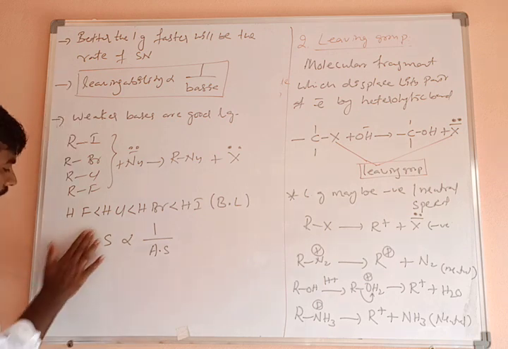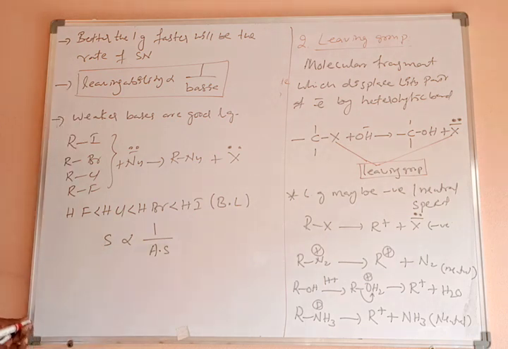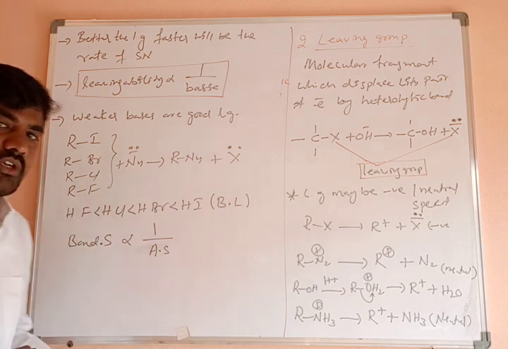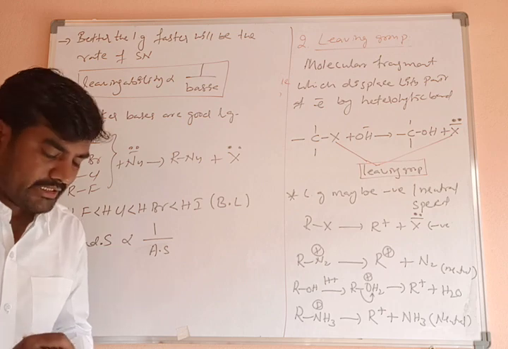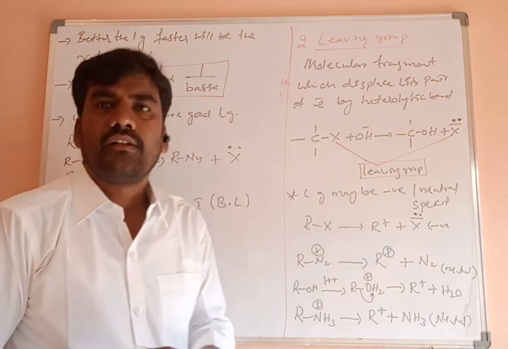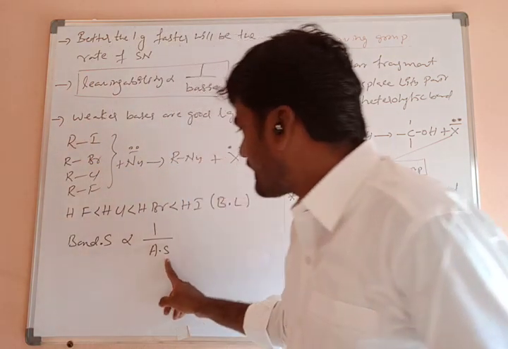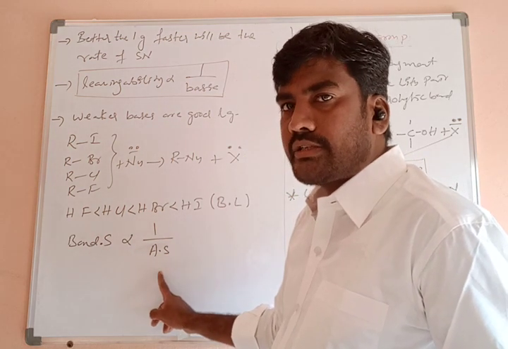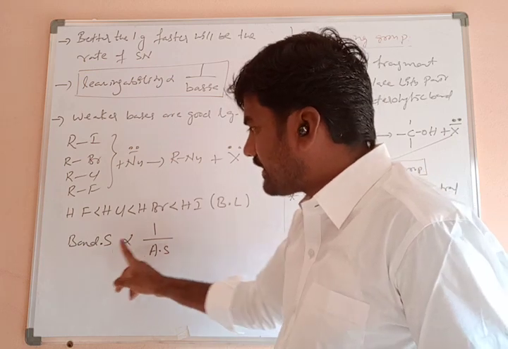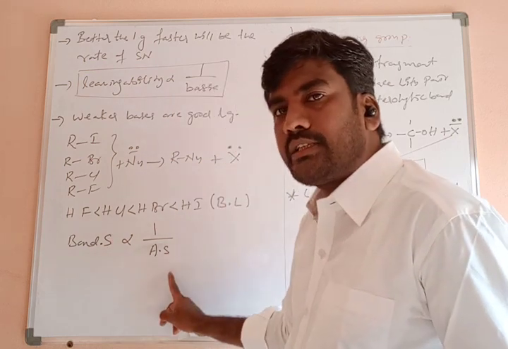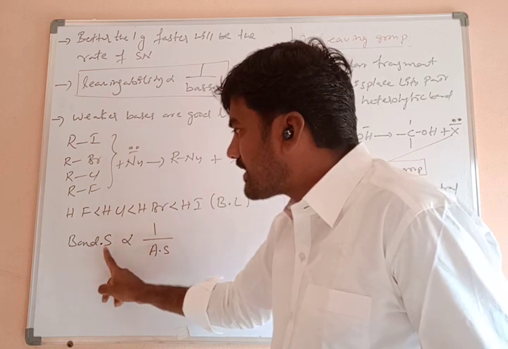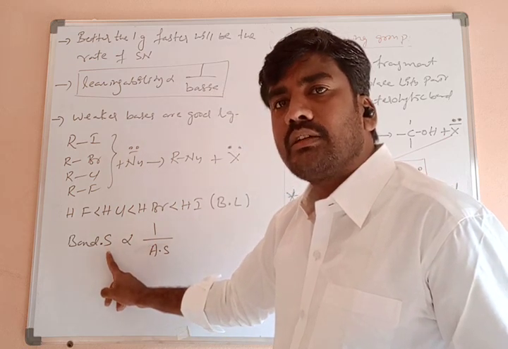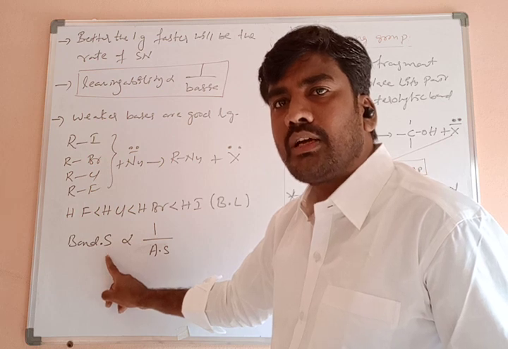Bond strength is inversely proportional to the acidic strength. As the bond strength increases, acidic character decreases. As the bond strength decreases, acidic strength increases. Now this bond strength is inversely proportional to the bond length.